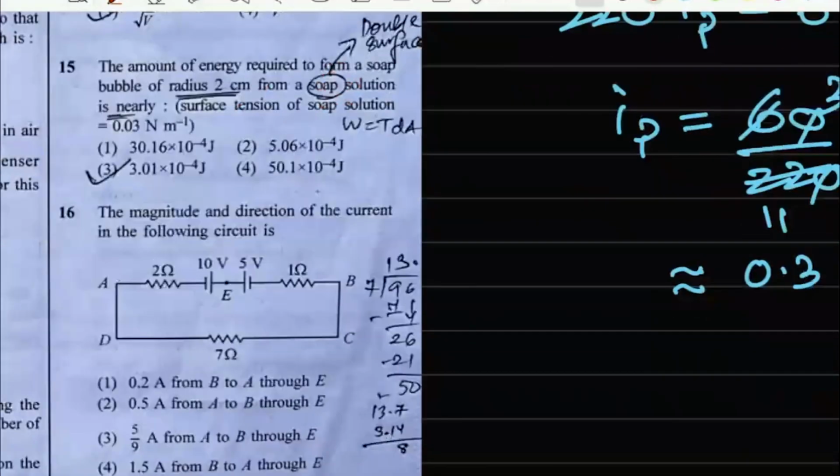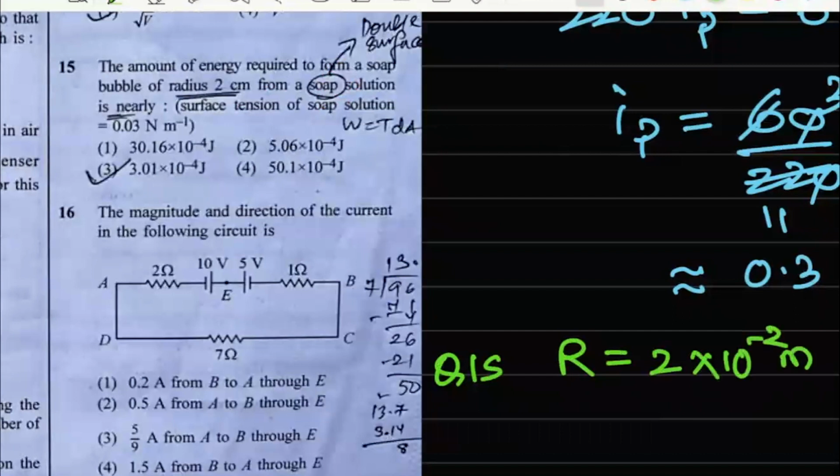Okay, number 15. The amount of energy required to form a soap bubble of radius 2 centimeters. That means the initial radius is 0. The final radius is 2 centimeters. Let's just call that R.